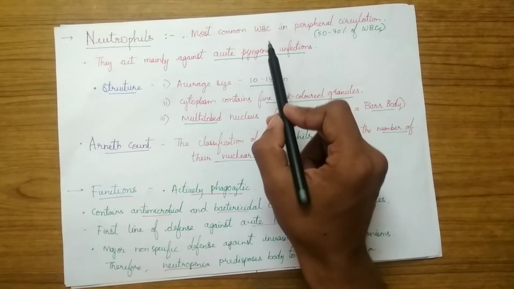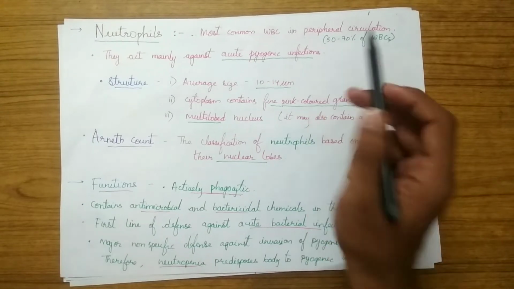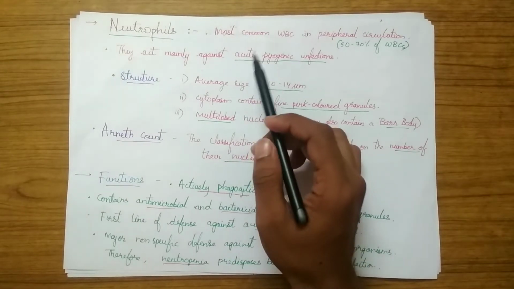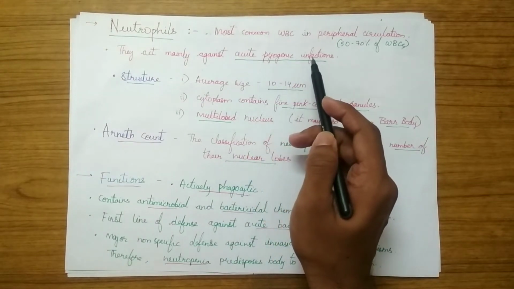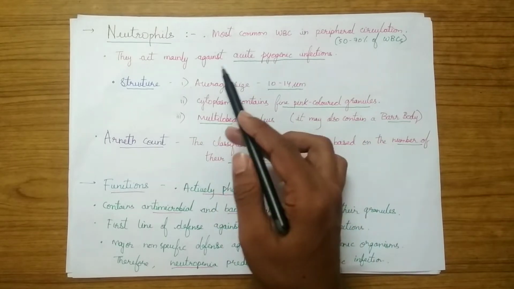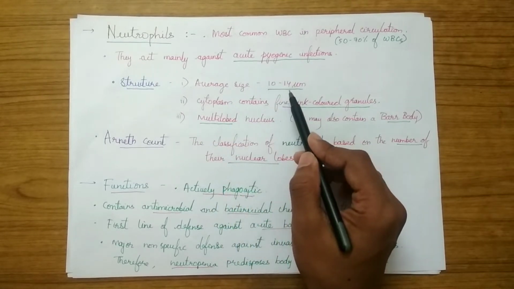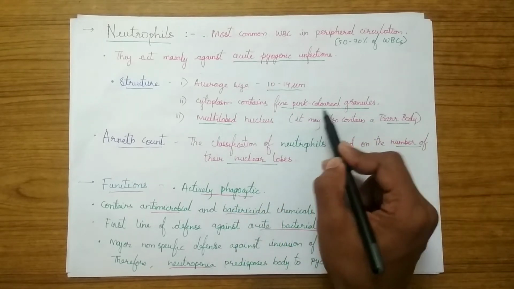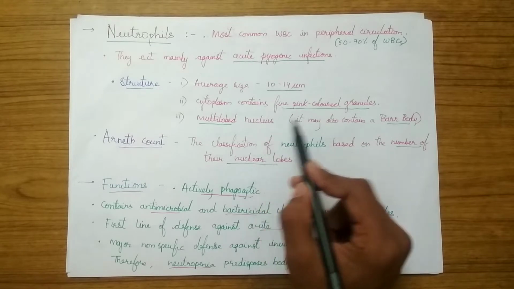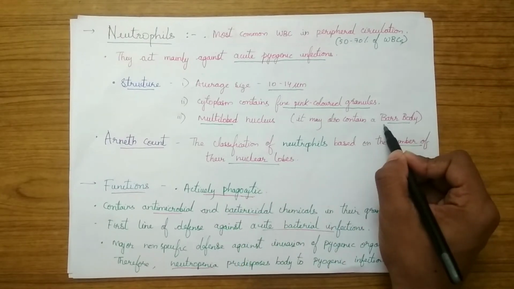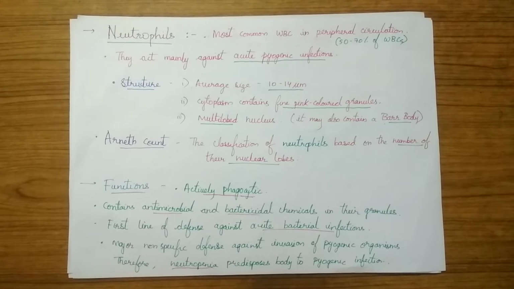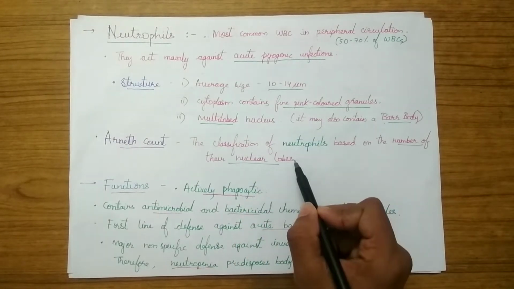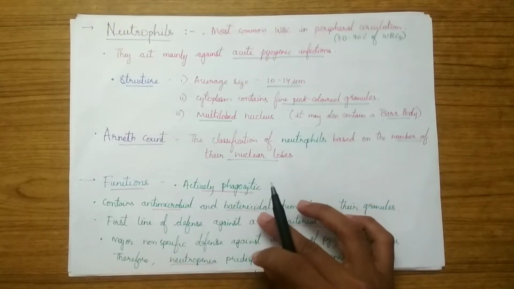As discussed, it is the most common WBC in the peripheral circulation, and that is 50 to 70% of WBCs. They act mainly against acute pyogenic infections. The structure of the neutrophils: the average size is 10 to 14 micrometer, and the cytoplasm contains fine pink colored granules. They have a multi-lobed nucleus. It may also contain the Barr body in the nucleus. The neutrophils can be further divided based on the number of nuclear lobes, known as the Arneth count.